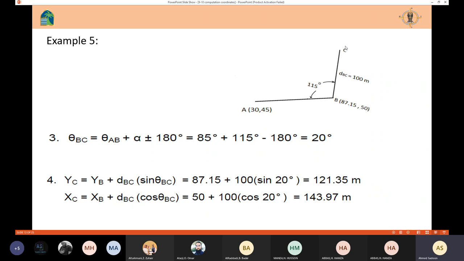So in order to determine the coordinate of the point C, I need to know the coordinate of the previous point. Also, I need to know the value of the distance between them. And also, I need to know the azimuth. The azimuth is here. We already determined the azimuth. And the distance between the two points is given here. And we know the coordinate of this point. So simply, we are going to apply these two formulas.